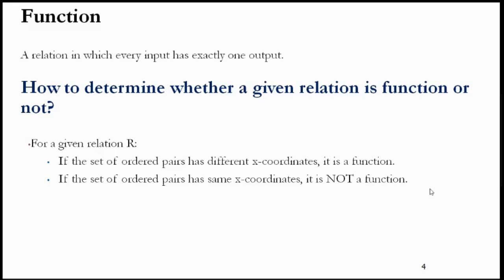You are supposed to look at the x coordinates. These x coordinates are also said to be the domain, and y coordinates are said to be the range. So you should have different domain elements there. Then we can say that the relation is a function. If a set of ordered pairs has the same x coordinate, then it is not a function. You should have different x coordinates, then only it is said to be a function.